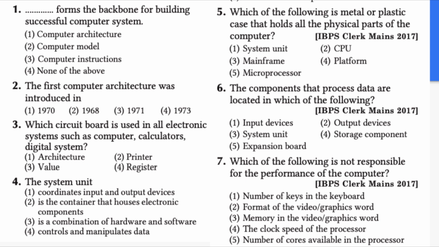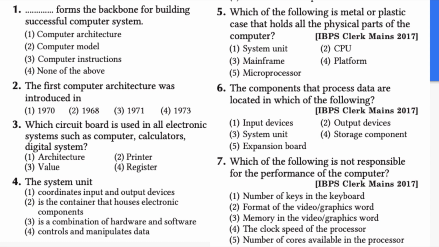Space forms the backbone for building a successful computer system. Options are 1. Computer architecture, 2. Computer model, 3. Computer instructions, 4. None of the above. Here, the correct answer is 1. Computer architecture. Computer architecture forms the backbone for building a successful computer system.